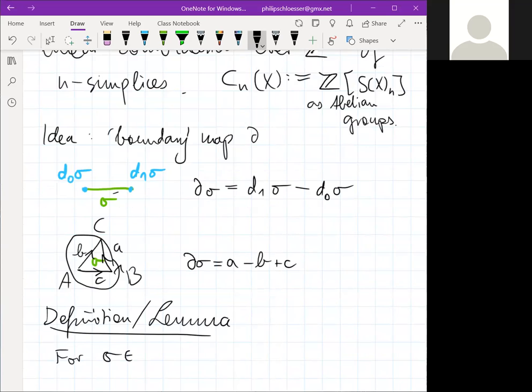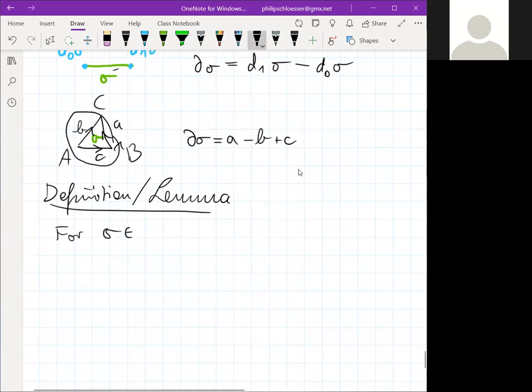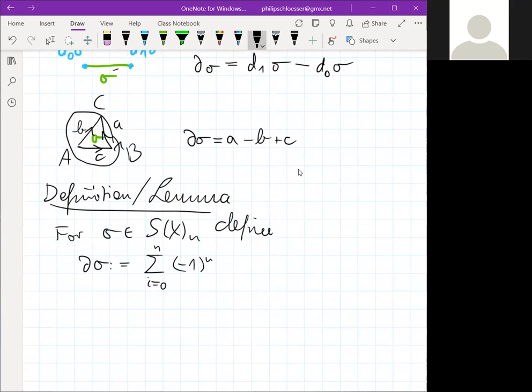For sigma, a singular n-simplex, define the boundary of sigma to be the linear combination, sum of i from 0 to n, of minus one to the i times d_i sigma. Should probably be an n plus 1, because if n is equal to 1, we want this to be d1 minus d0.